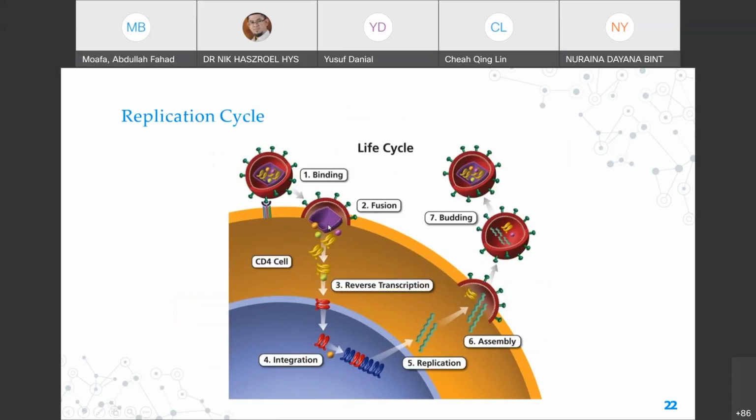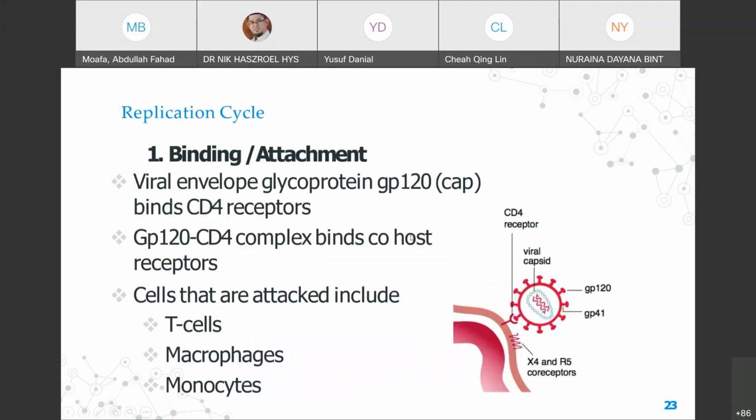Take note of the 7 processes. Of course, the binding, the fusion, the reverse transcription, integration, replication, the assembly of the whole capsule and so on, and the budding. I'll be going through the processes one by one.